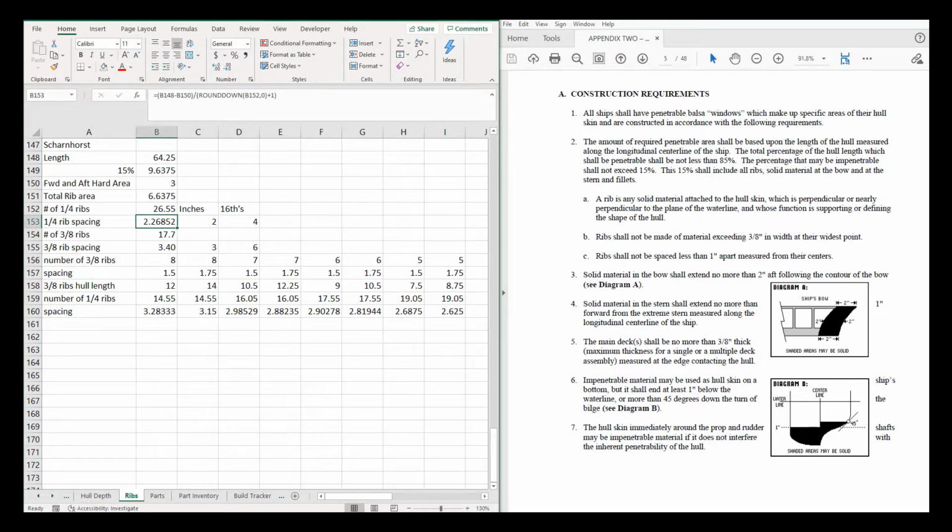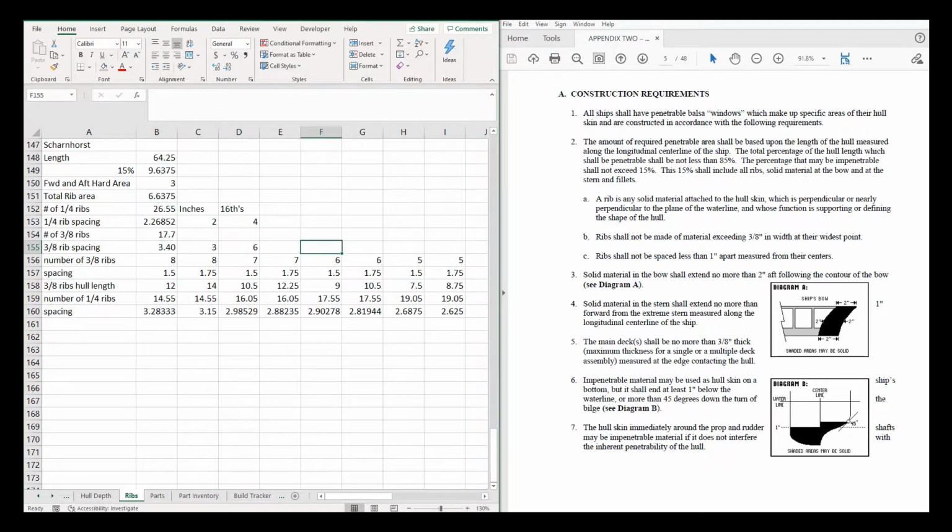So with the 1/4 inch ribs, about 2 1/4 inches apart. So those are pretty close. So I could probably try a different strategy for this ship because it's so long. Likewise, I also calculate the number of 3/8 inch ribs. So again, taking the total rib area and dividing it this time by 0.375, which is 3/8. And then likewise, I'll find out what the spacing would be if I only use 3/8 inch ribs.